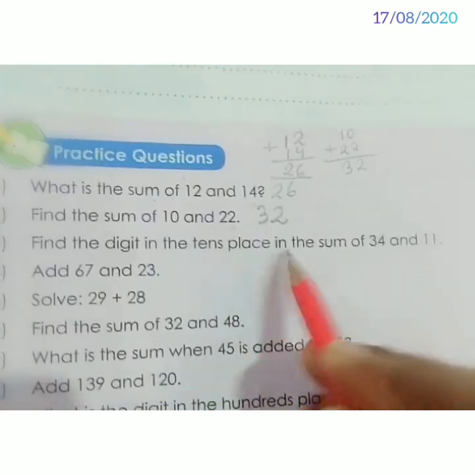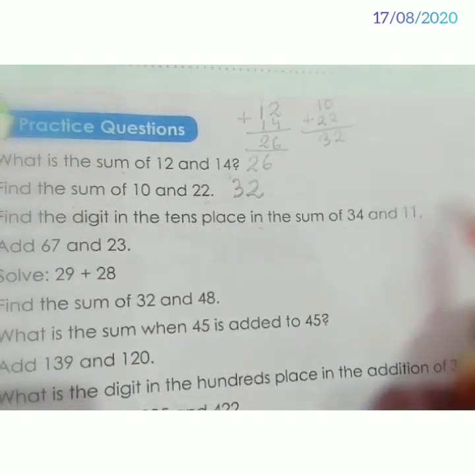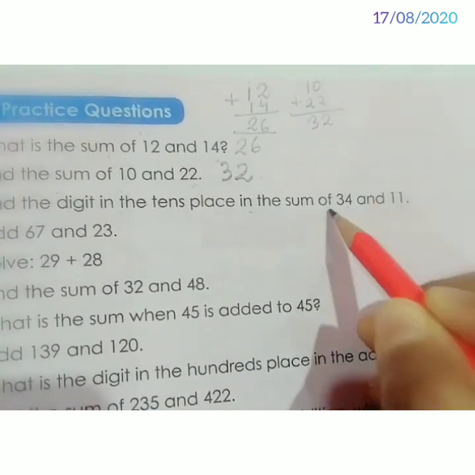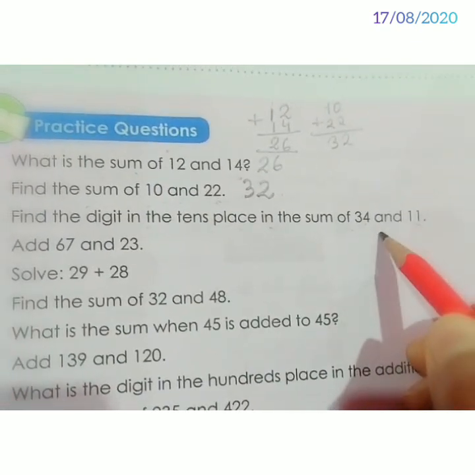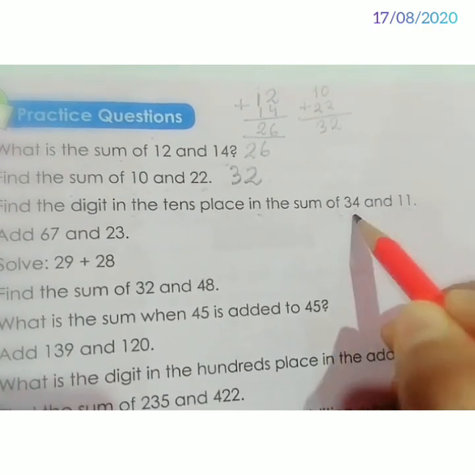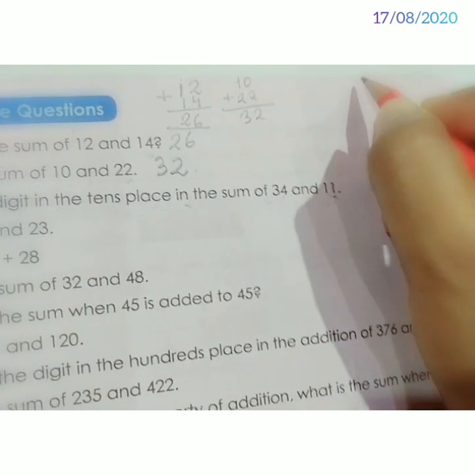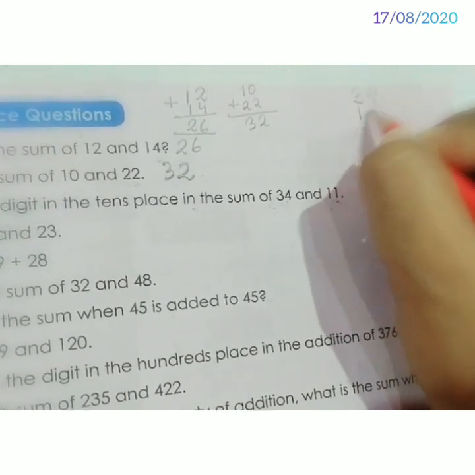Then question number 3. Find the digit in the tens place in the sum of 34 and 11. So dear children, what you have to do? You have to add these two numbers. Then you have to write the digit in the tens place of the correct answer. Alright. So let us see how to do it. Let me show you over here. The first number is 34, isn't it? The second number is 11.